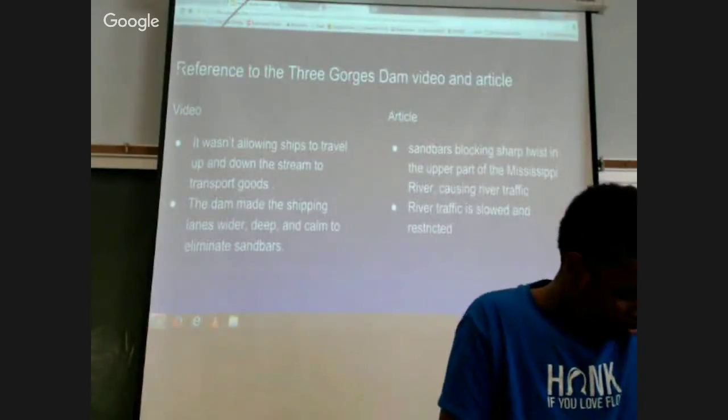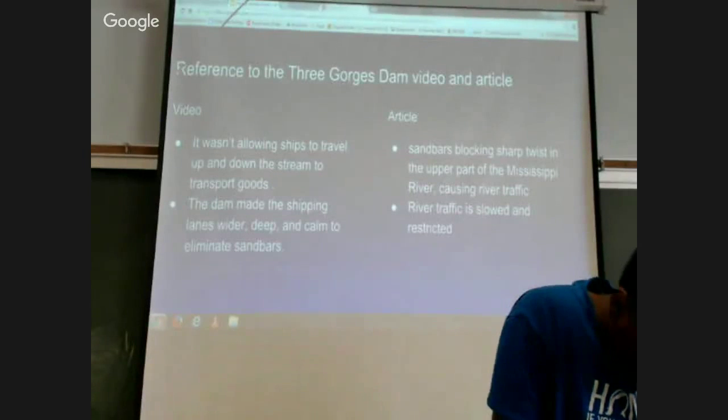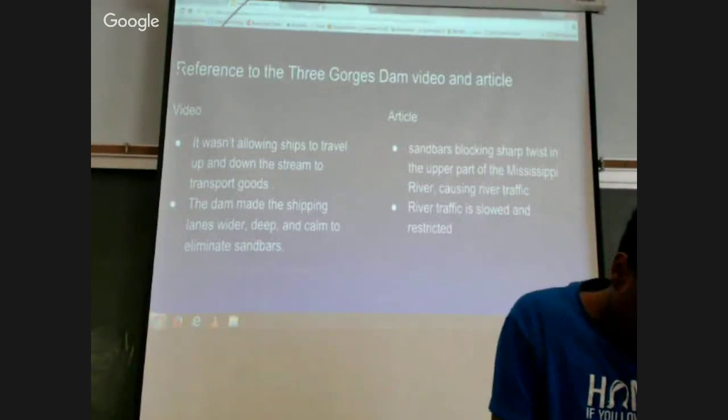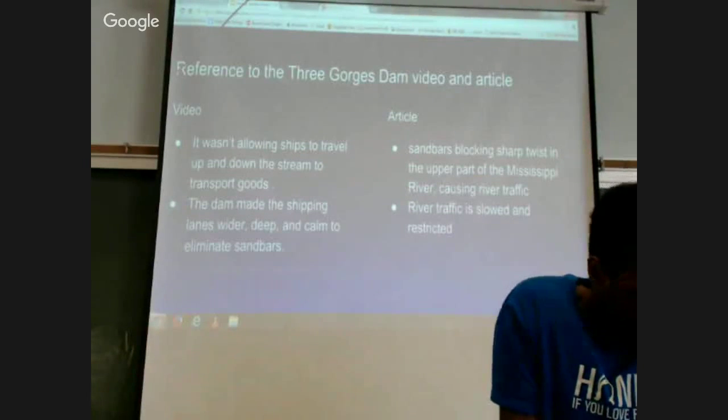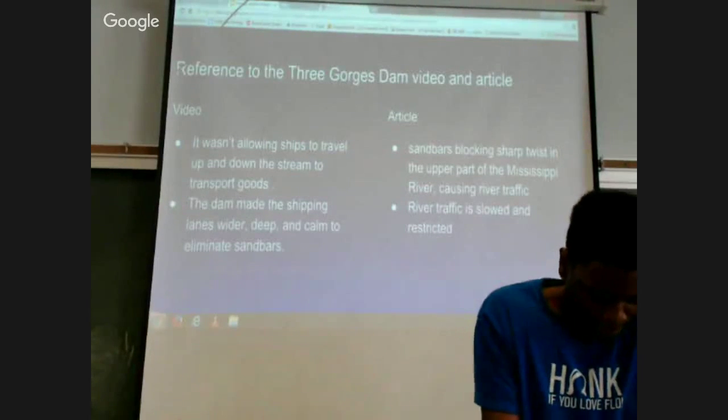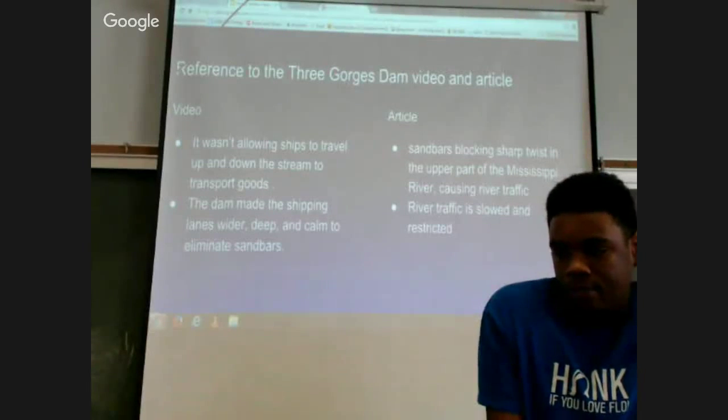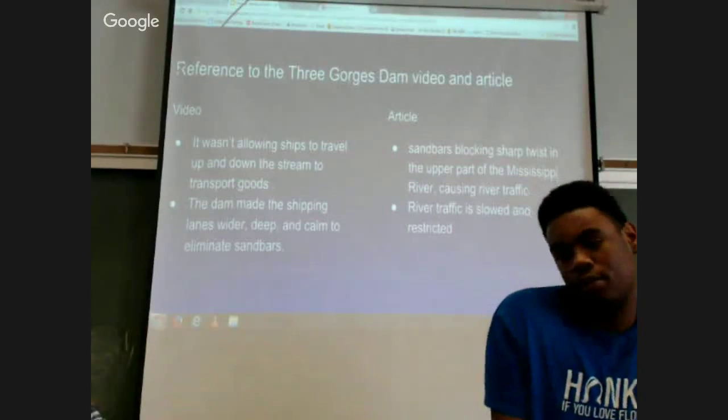And for the article, it talked about how sandbars were blocking the rivers from the Mississippi River, and it was creating traffic from the boats. Yeah, that's it.